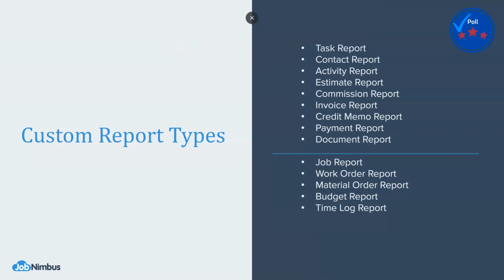And the things that you see above the line here are reports that everybody's going to automatically see. Now, if you use jobs, work orders, material orders, anything below the line, then you'll see these when you've enabled the feature. So just for my curiosity, how many of you are already using custom reports and how many are you using? Go ahead and take a look at that.